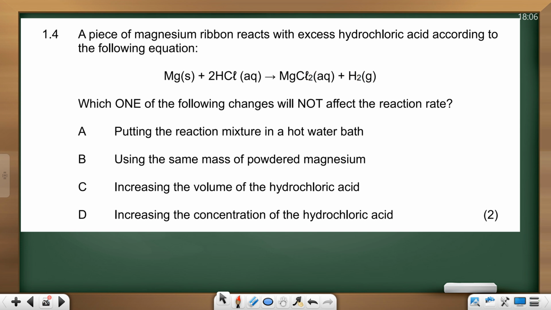Give me answers. There's one of them I didn't mention. Put the mixture in hot water. That's temperature. Use the same mass of powdered magnesium. Use the same mass. What do we have here? Magnesium ribbon. Here I have powder. Because it's a solid, this is surface area.